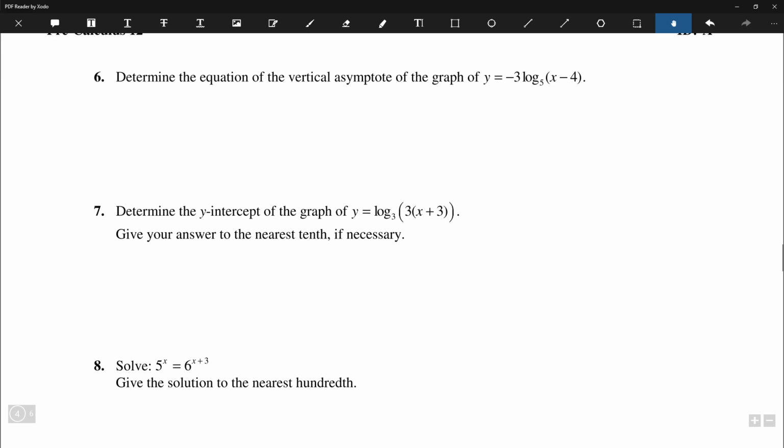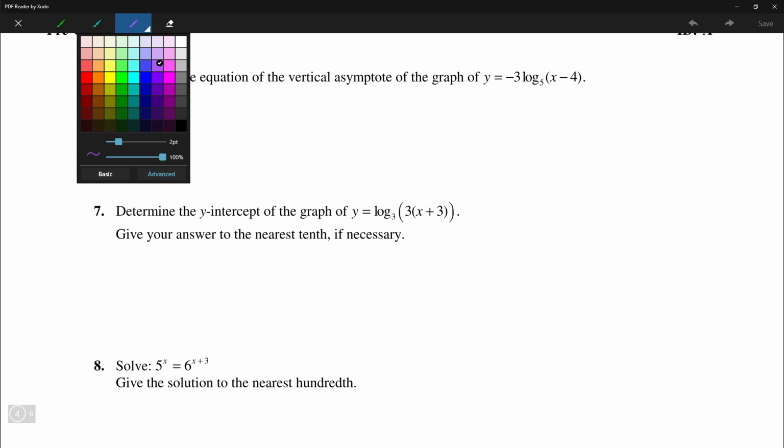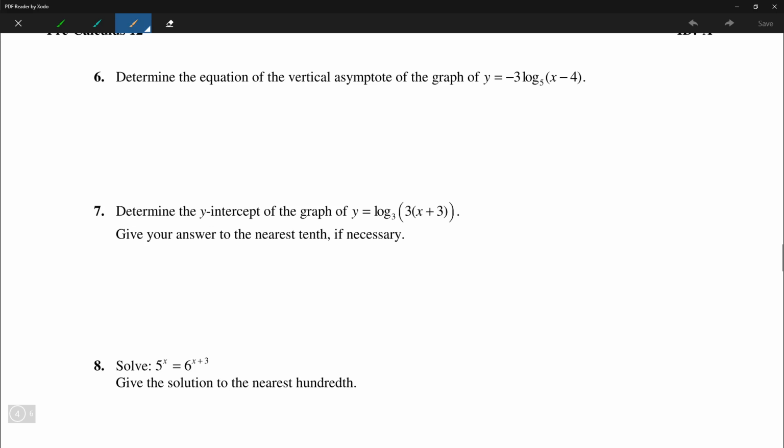Determine the equation of the vertical asymptote of the graph y equals negative 3 log base 5 of x minus 4. So what we can do is to consider that the graph y equals log base 5 of x would have an asymptote at x equals 0.